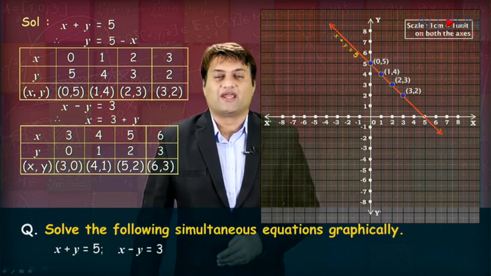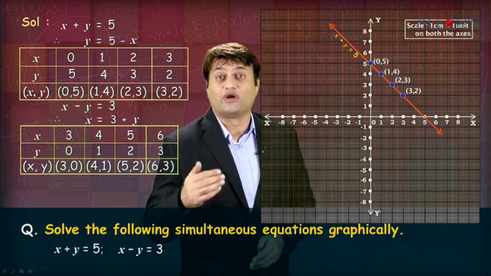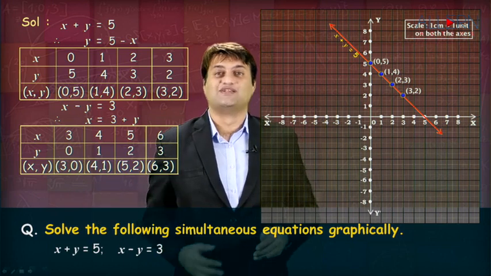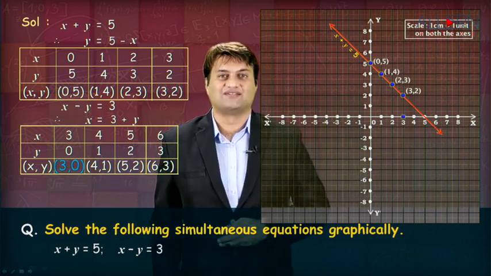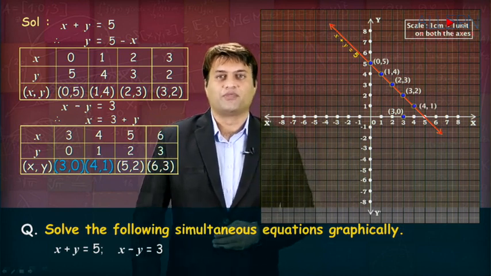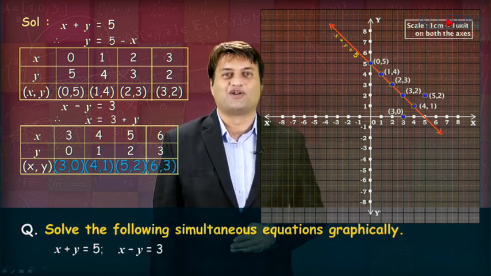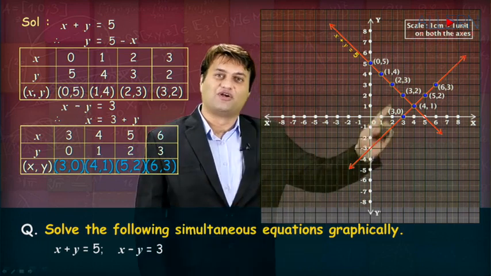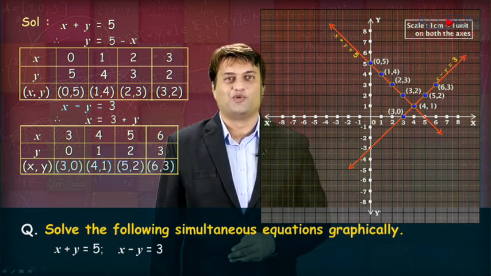Now let's move on to the second table. 3 comma 0. X coordinate is 3, y coordinate is 0. It should be on the x axis, right? 4 comma 1 in the first quadrant. 5 comma 2 in the first quadrant. 6 comma 3 in the first quadrant. Join them. Don't forget to write the equation on it.